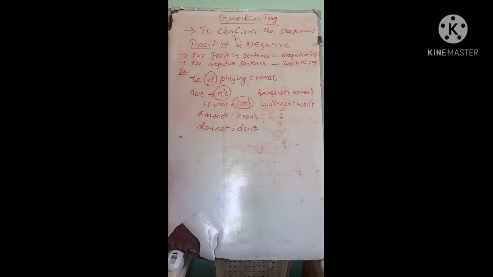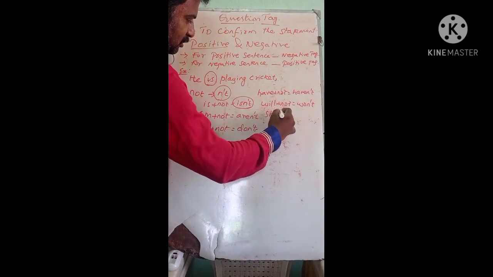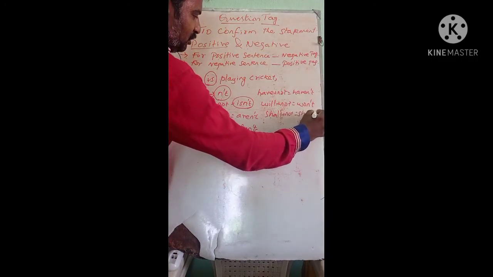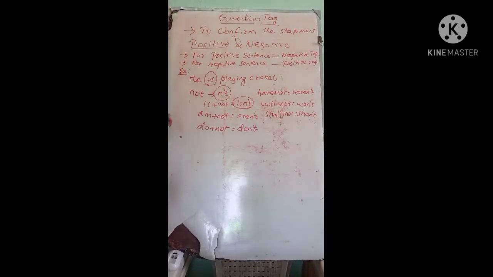Shall plus not, what is it? Shan't. You should not forget. Shall plus not is equal to shan't. Will plus not, won't. Shall plus not, shan't. Can plus not, can't. Clear? Would plus not, wouldn't. Should plus not, shouldn't. Could plus not, couldn't. Need plus not, needn't.